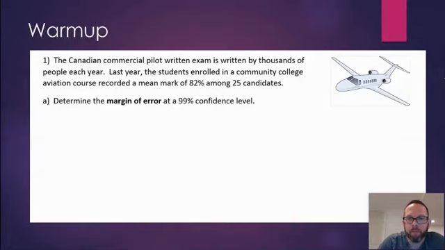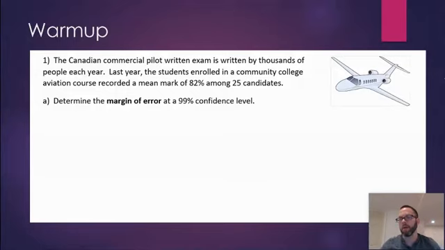Last year, at a local community college, 25 people wrote the test and had a mean mark of 82% between them. So is that 82% representative of the thousands of people that have written it? We're going to find a 99% confidence interval, so we can say, hey, the average score for the thousands of people that write it each year is within this and this, and we're confident that's true 99% of the time, or 99 times out of 100.